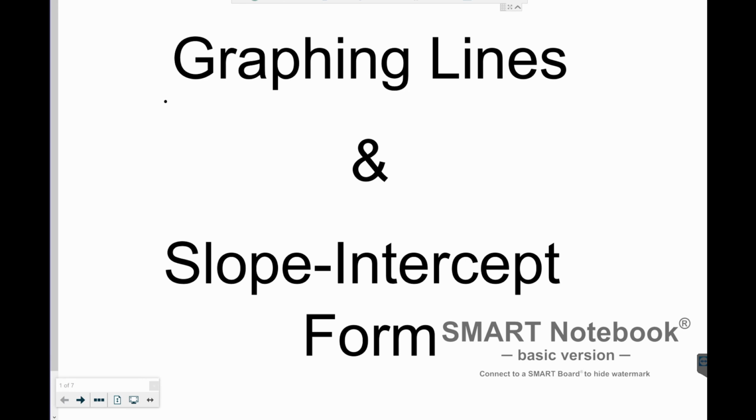Today we are going to be covering some stuff for the state test, some reviews, some stuff you should have seen, some stuff you may have forgotten, and that's okay. Today we're looking at graphing lines in the slope-intercept form.